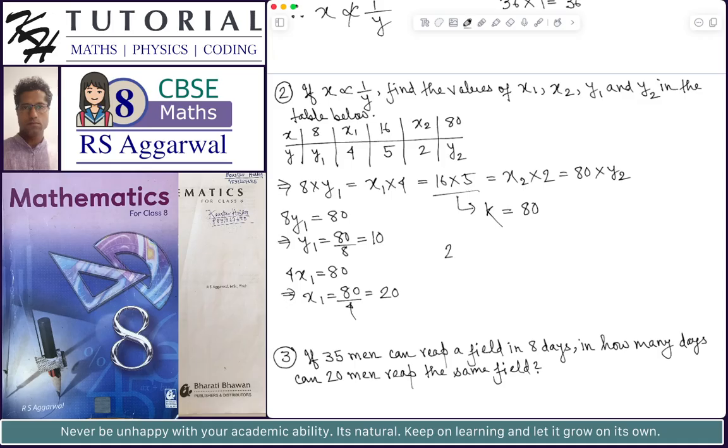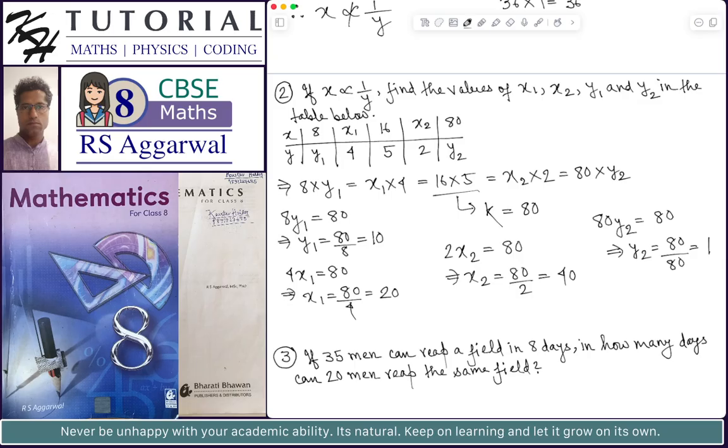Also we know that 2 x2 should be equal to 80. So this implies x2 is equal to 80 by 2, which is equal to 40. So we have found x1, x2, y1. Now we have to find y2. We know that 80 y2 should be equal to 80. This implies that y2 is equal to 80 by 80, which is equal to 1.